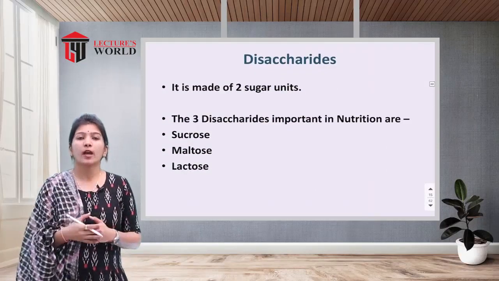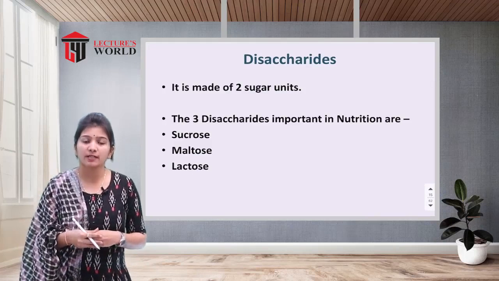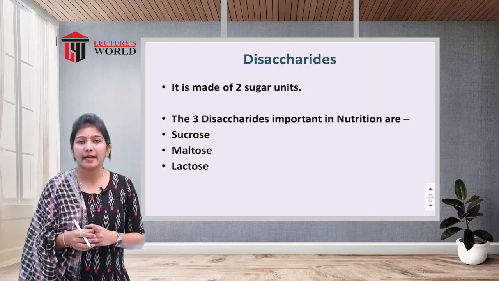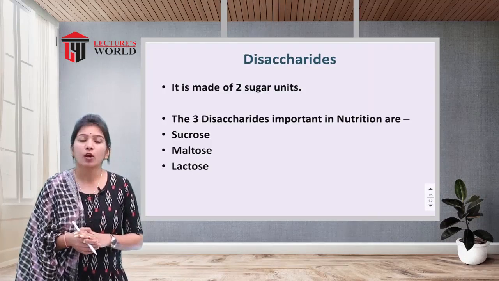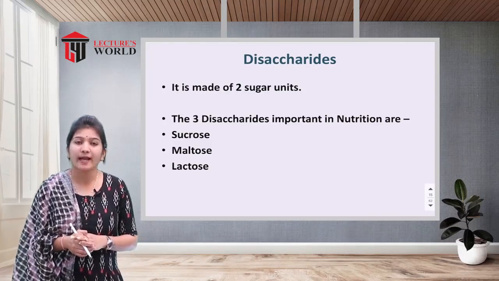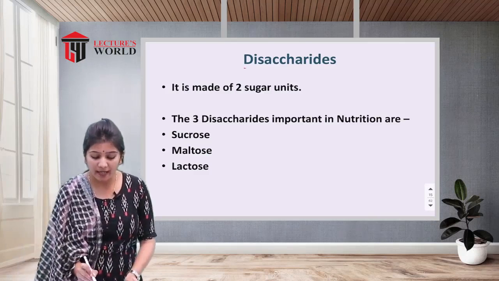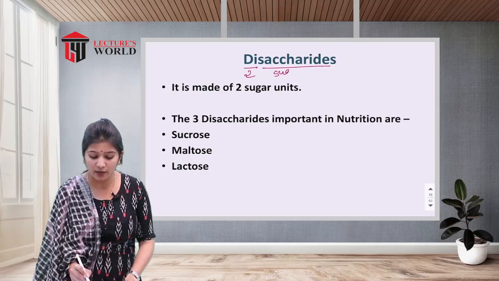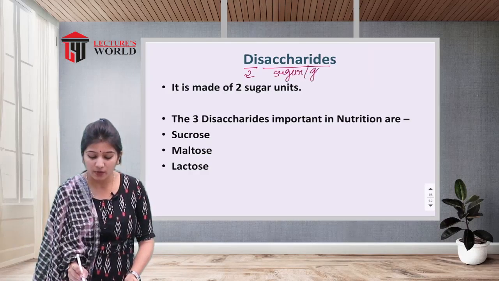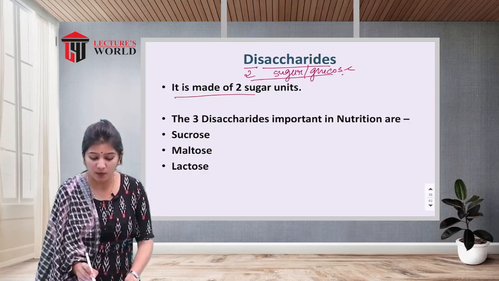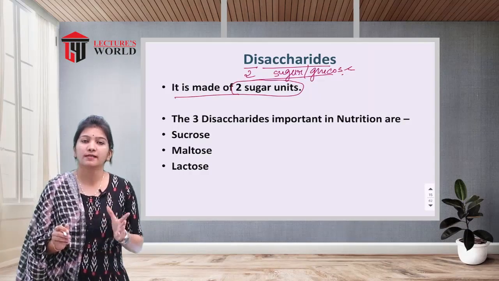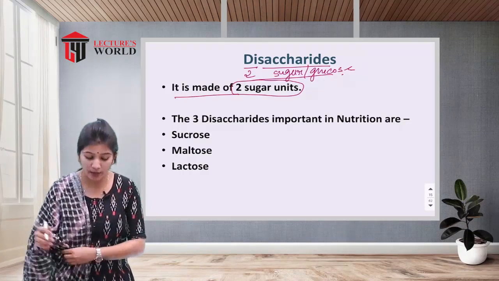Up till now we have discussed monosaccharides. We have seen aldose, ketose, glucose, fructose and galactose. Now it's time to talk about disaccharides. Disaccharides: di means two, saccharide means sugar, or units of glucose. So disaccharides are made up of two sugar units.